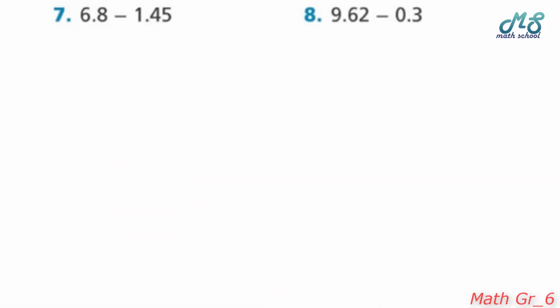Next example, 6.8 minus 1.45. Pay attention, 6.8 is a one decimal place number. 1.45 is two decimal places. So before adding or subtracting, you have to equate the decimal places. Just insert 0 in the hundredths place. So we have two decimal places. Now we can subtract it directly.